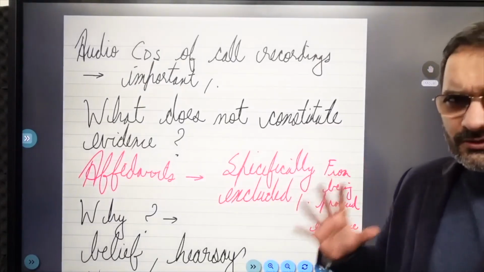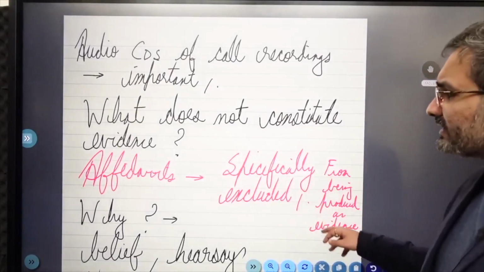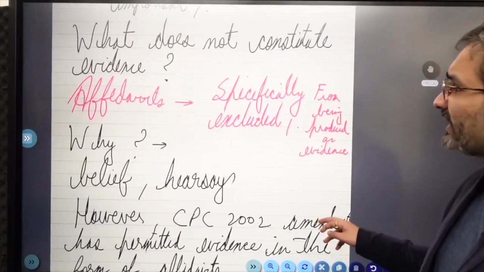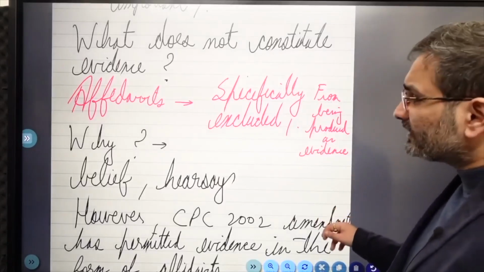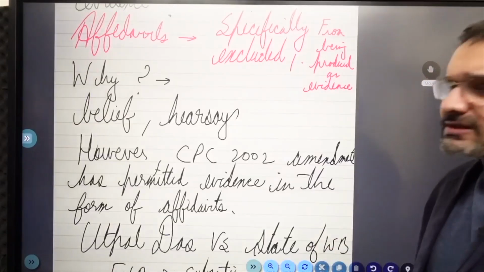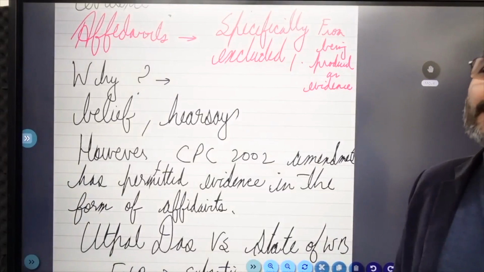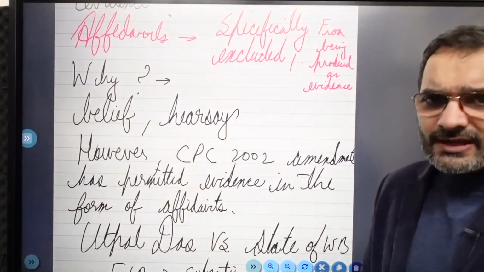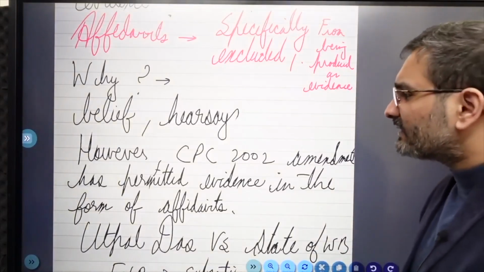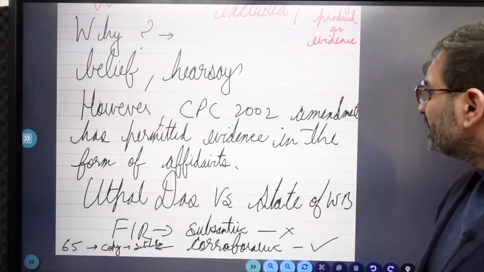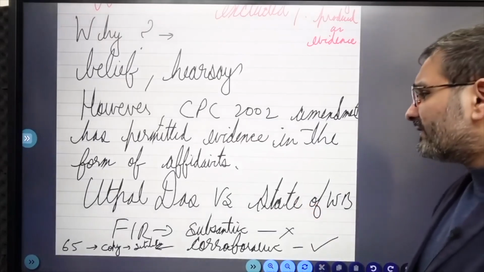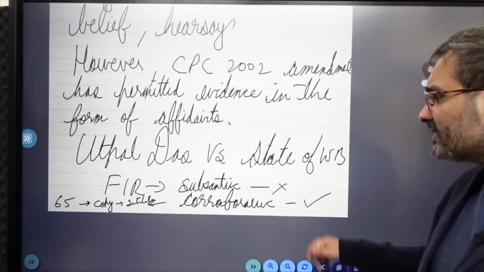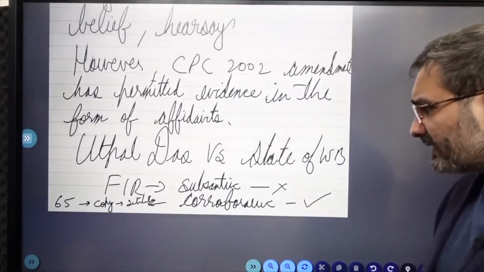Topic है just introducing the stuff to you. Well, what does not constitute evidence? Affidavits are specifically excluded from being produced as evidence, but why? Because affidavits usually आप क्या होता है कि आप जाके affidavit बनवा लेते हैं, कोई भी notary sign भी कर देते हैं, primarily beliefs or hearsay. However, CPC 2002 amendment has permitted evidence in the form of affidavits. Case law है Utpal Das versus State of West Bengal.